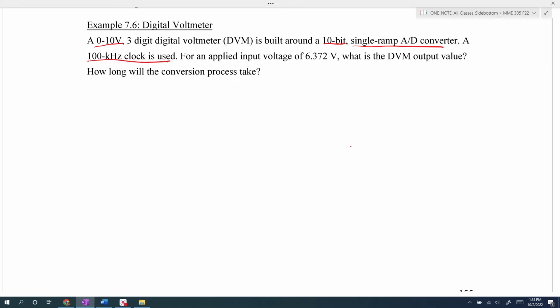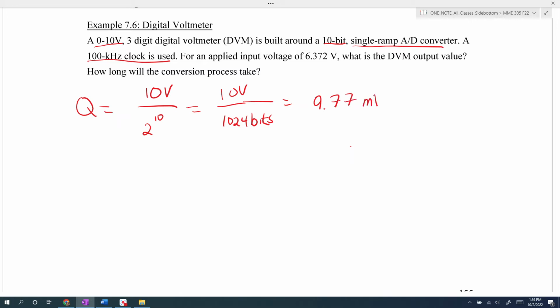In order to do this, the first step is to determine the quantization level for this converter. The quantization level is defined by the range of the converter. The range is between 0 and 10 volts, so we have a 10 volt range, and that is divided by the number of bits. In this case, we have a 10-bit converter, so 2 to the 10, which is 1024. That gives us 9.77 millivolts per bit.